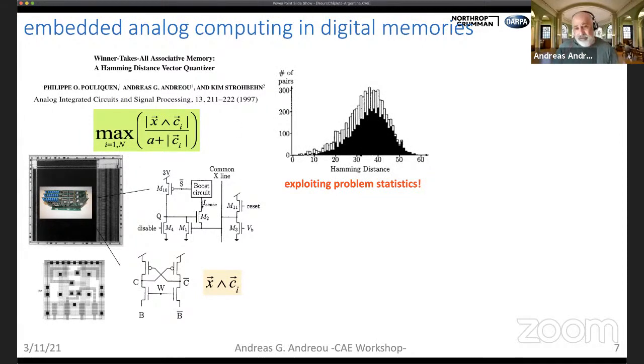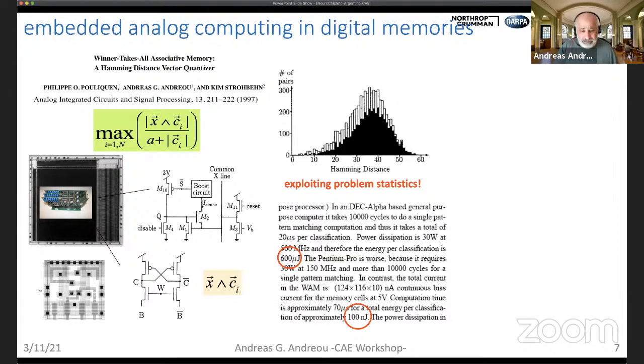And of course, at that time, we also realized that we should exploit the statistics of the problem. And we used, in this case, a Hamming distance classifier, character recognition, laid out on the grid, much like everybody's doing today, MNIST. And in this system, we could actually compete with the best algorithm running on the Pentium Pro and on the DEC Alpha.